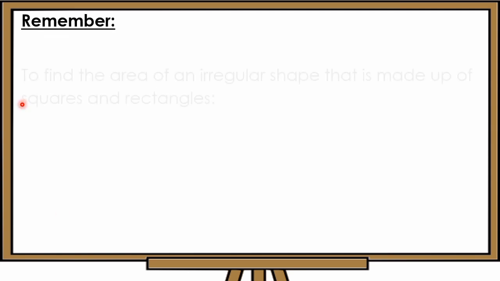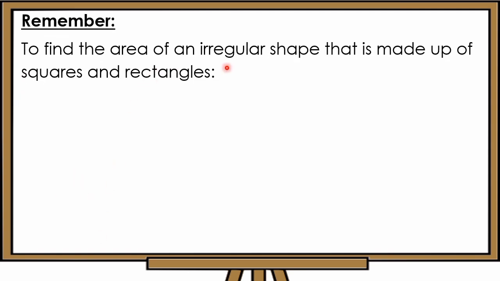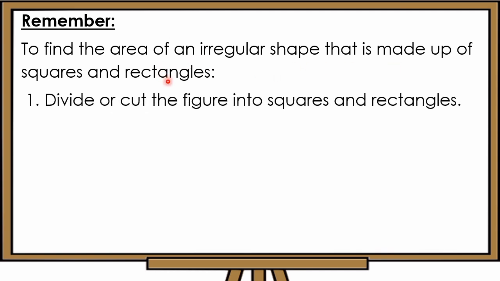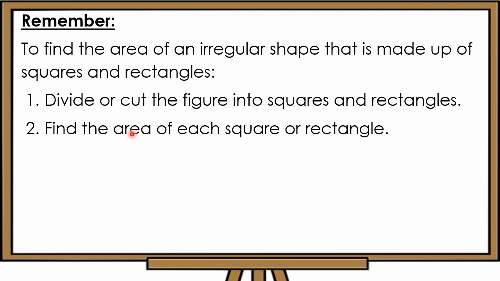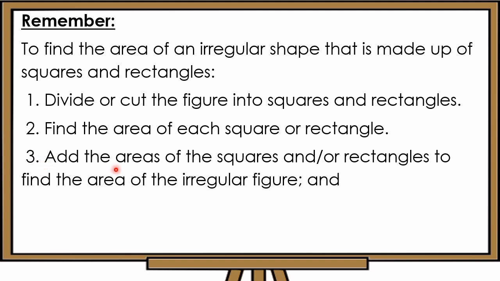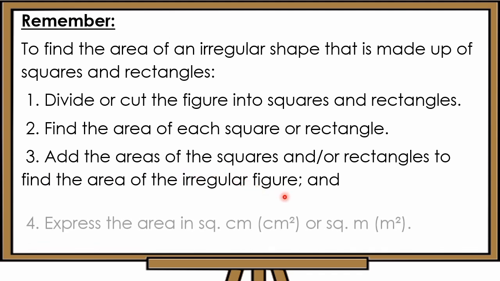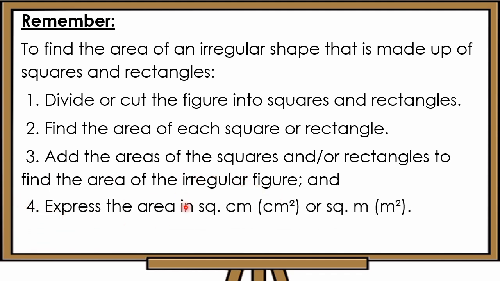Always remember, to find the area of an irregular shape that is made up of squares and rectangles: First, you need to divide or cut the figure into squares and rectangles. Second, find the area of each square or rectangle. Third, add the areas of the squares and or rectangles to find the area of the irregular figure and express the area in square centimeters or square meters.